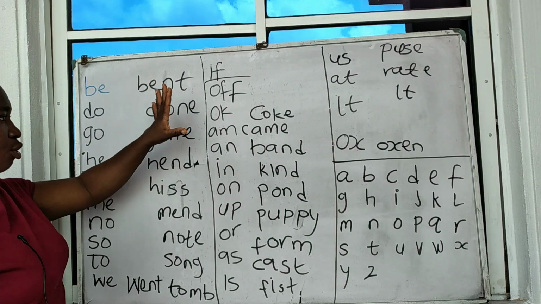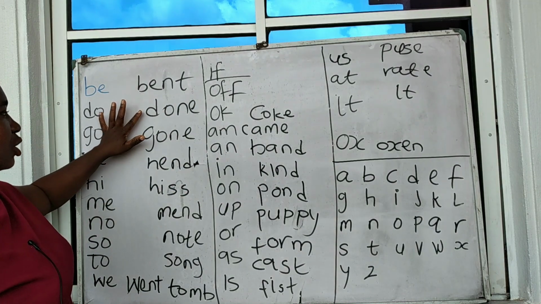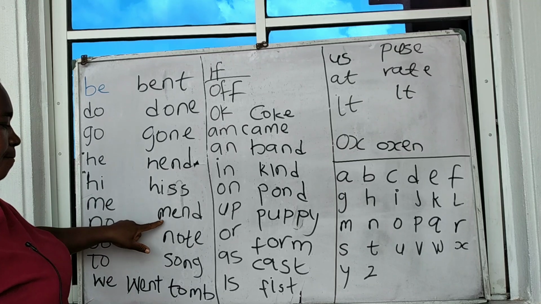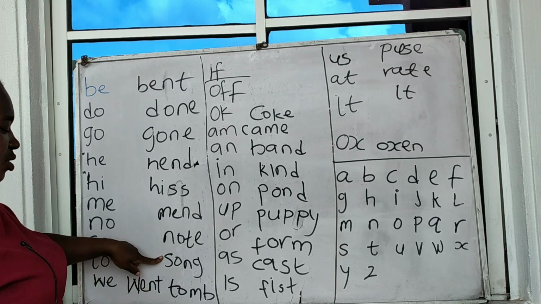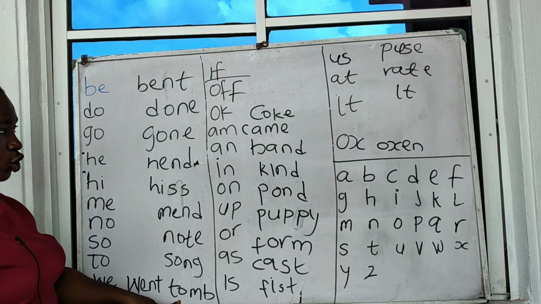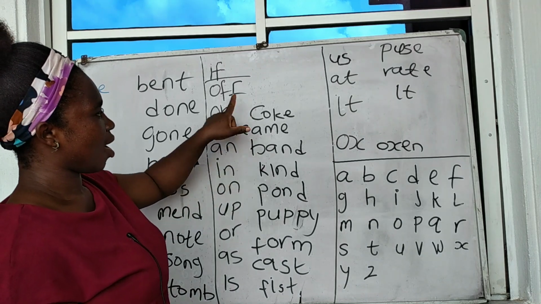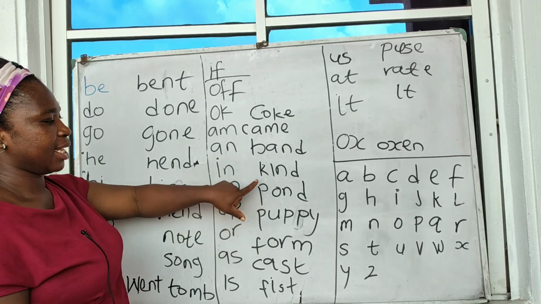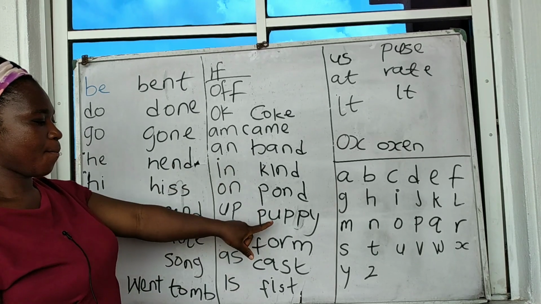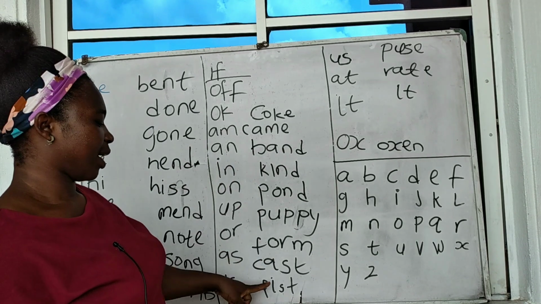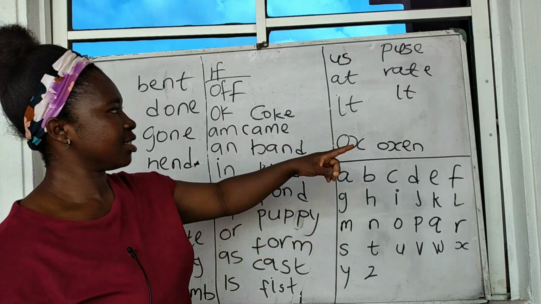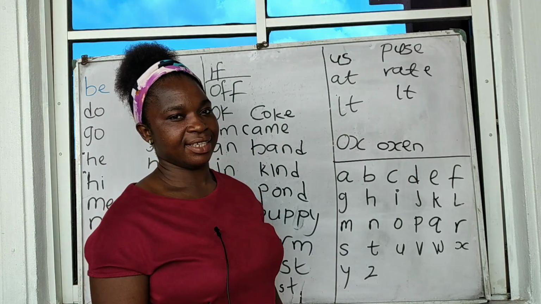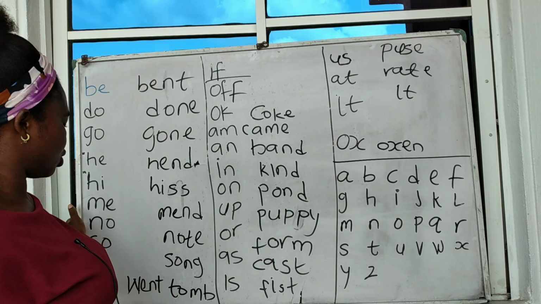Together we are able to construct bent, done, gone, hand, his, meant, note, song, went, thumb, cook, off, came, band, kind, pond, puppy, form, cast, feast, pause, rate. Okay, oxen.